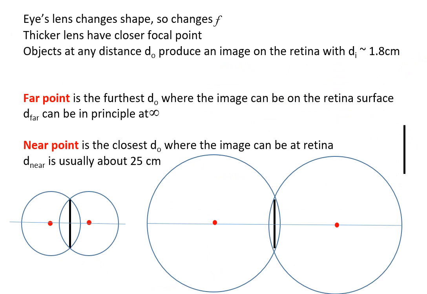As we said, the eye's lens changes shape, so it changes the focal length. By stretching, the lens becomes thicker, while accommodating, the lens becomes thinner. So an object at any distance DO produces an image on the retina with an image distance of about 1.8 centimeters or 2 centimeters. Here we see that the effect of accommodation is like making the lens thicker or thinner.